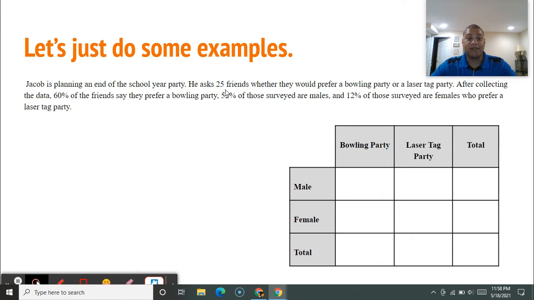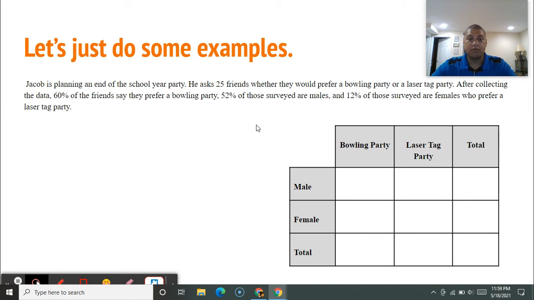Jacob is planning an end of the school year party. Appropriate. He asks 25 friends whether they would prefer a bowling party or a laser tag party. After collecting the data, 60% of the friends say they prefer a bowling party, 52% of those surveyed are males, and 12% of those surveyed are females who prefer a laser tag party.